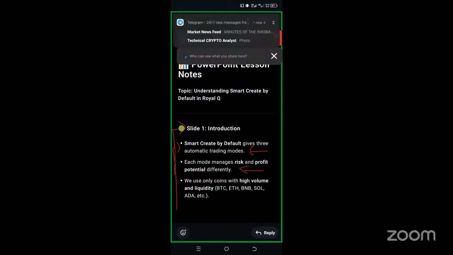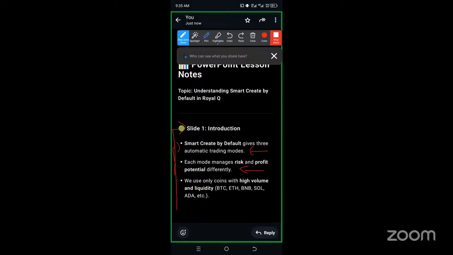We use only coins with high volume and liquidity. For example, Bitcoin, BTC, Ethereum, ETH, BNB, Sol, Solana, ADA, etc. We have given you the list on platform of these coins. You are not fearing that they will delist them because they have high volume, they have high liquidity, many people are trading them, many companies around the world are trading these coins, and you can as well trade them using the robot.